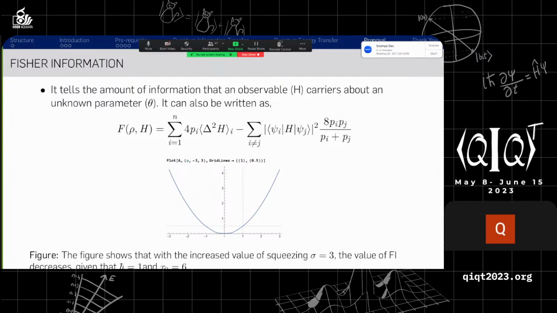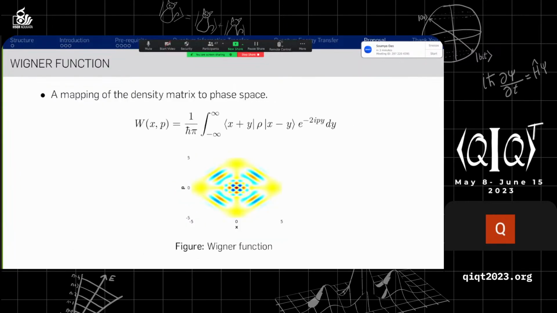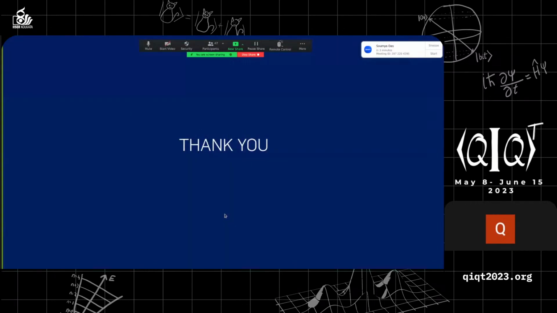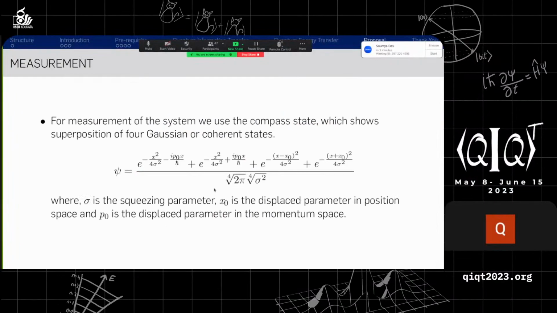Since the compass state is a pure state, and we have only one parameter, which is X. P naught, x naught, sigma, h cross, all others are constant. We have only one parameter, that is X. So if we define any unitary evolution, which is given by e to the power iota H x, here X is the parameter, and the H, which is P, H here is the momentum.